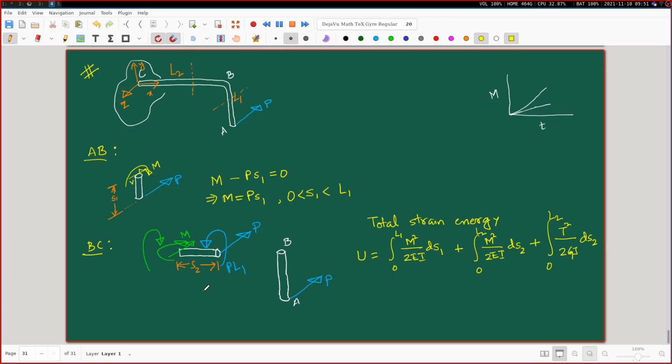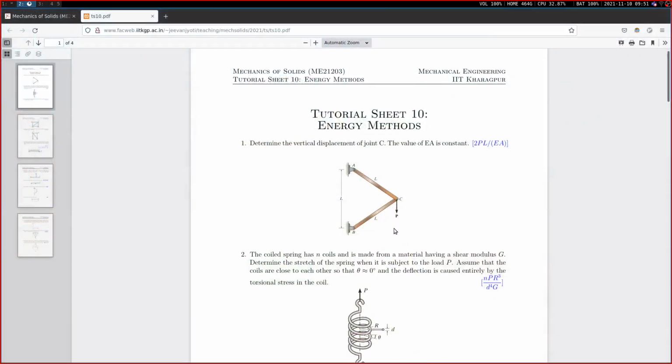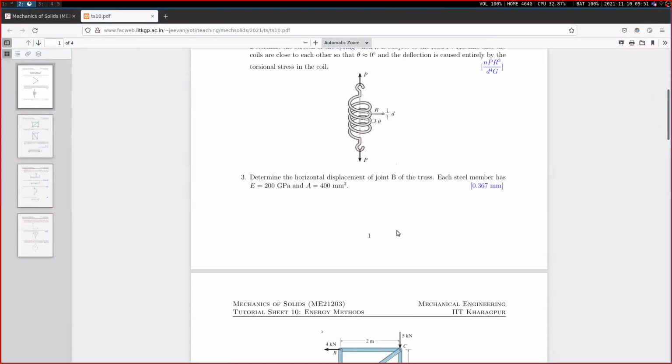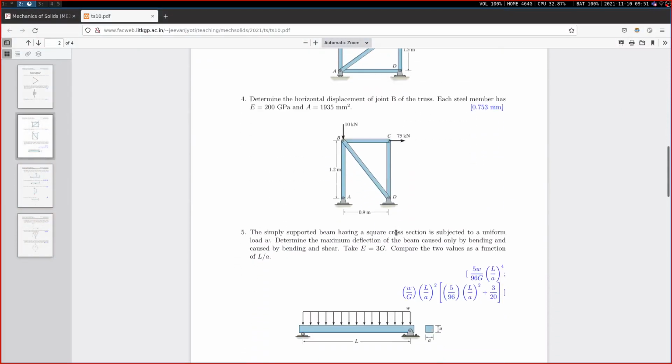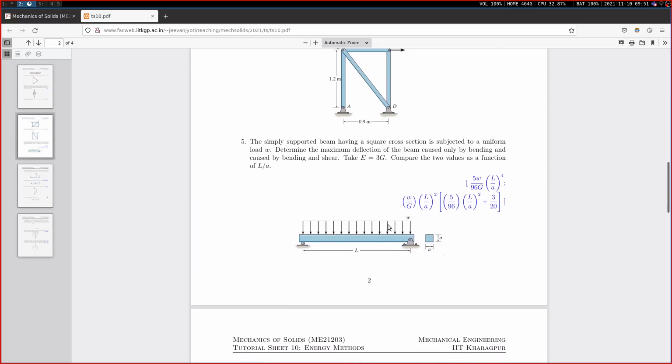I have put one problem in the tutorial sheet. Okay, so I'll show you the tutorial sheet problem. This is the tutorial sheet. Most of these problems are quite straightforward actually. Some of them may be slightly bit lengthy, but they are all straightforward.